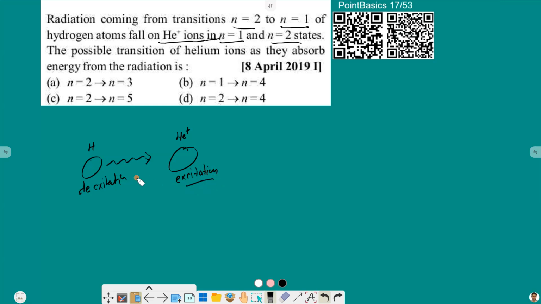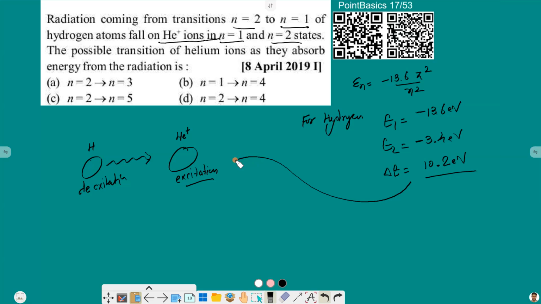So let's solve for hydrogen first to calculate the de-excitation energy, or the energy carried by the emitted photon. From N2 to N1, we can simply use the formula En is equal to minus 13.6 Z square by N square. Now for hydrogen, we know E1 will be equal to minus 13.6 electron volt and E2 for the second level will be minus 3.4 electron volt. So delta E, the energy of this photon, will be equal to 10.2 electron volt.